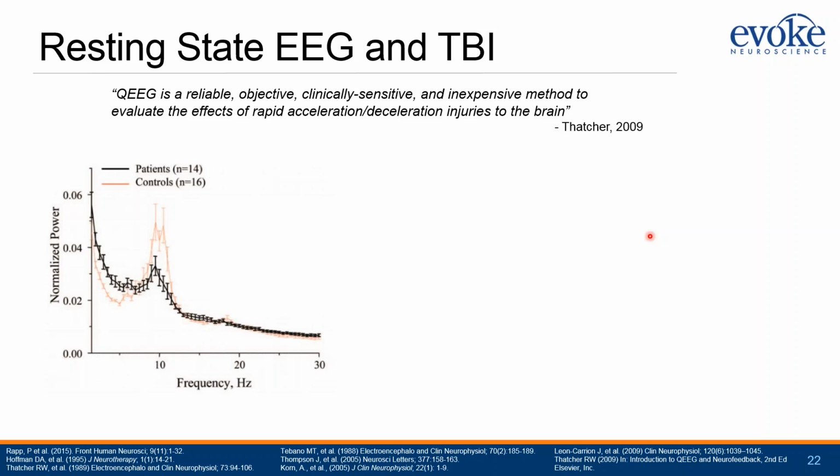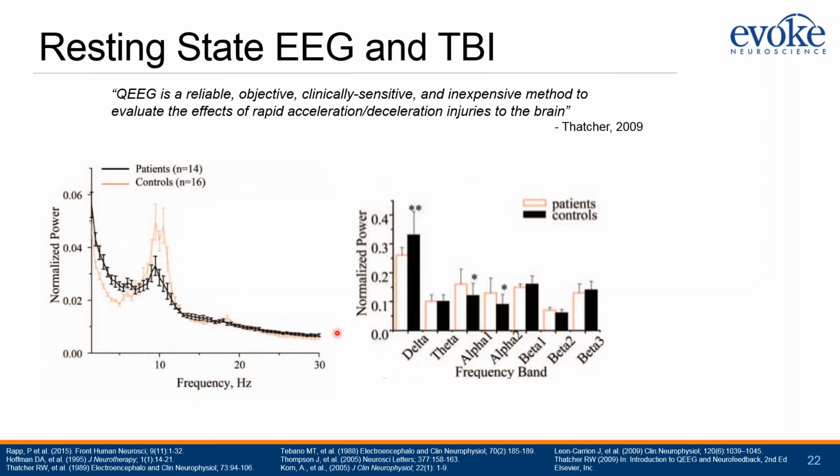Now, this is a sample figure from a study that was looking at patients with traumatic brain injury compared to a control group. We have graphed here on the x-axis frequency, ranging from 0 to 30. So our slow waves are over here, our fast waves are over here. And on the y-axis, we have power, how much of each frequency is present. Now, our patients are in the black line. We see that they have more of the slow waves, and then they have kind of less of these medium waves, and then about the same fast waves.